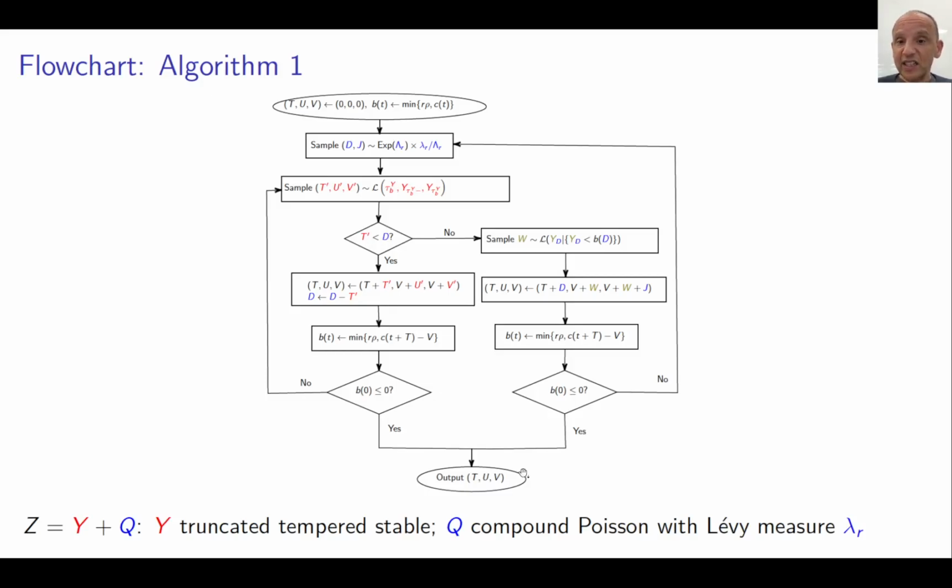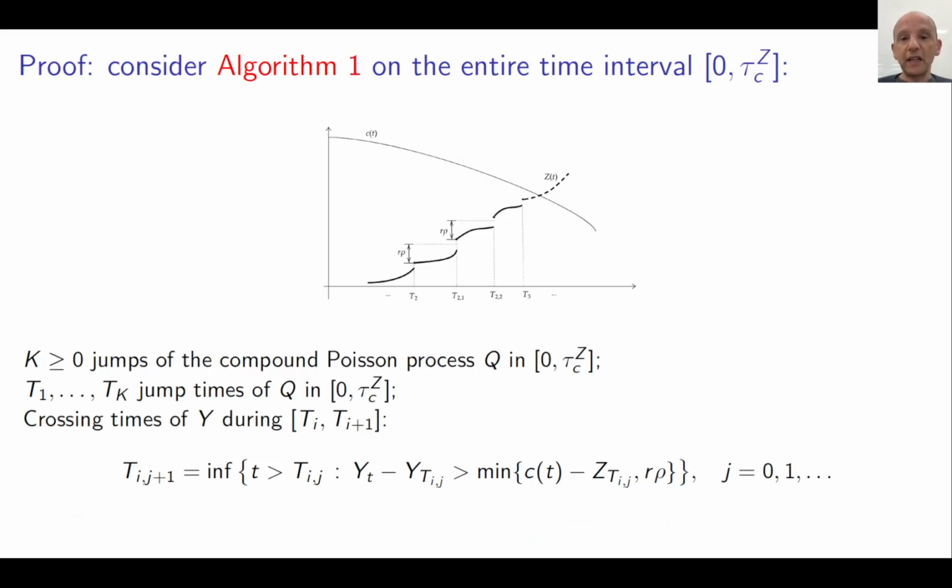Now we're interested in its complexity. You see, this will sort of cycle. You don't know how many times it will go through, right? So we need to somehow control that. And in order to control it, we need to look at the global picture. So we take the barrier and the subordinator on the time interval from 0 to the crossing time, okay? And in that interval, there will be a k, which is a random number of jumps of the compound Poisson component Q in this interval.